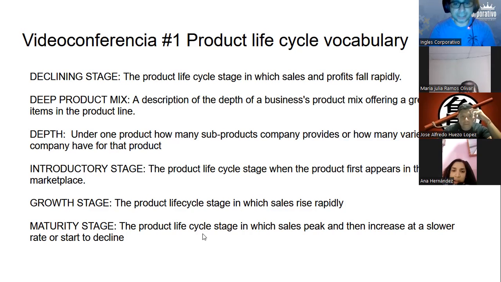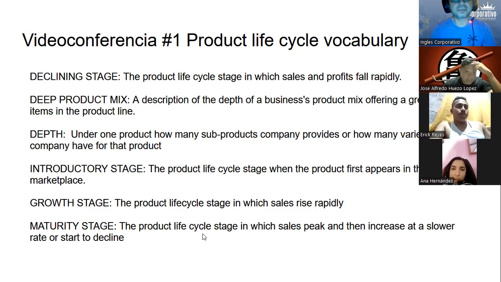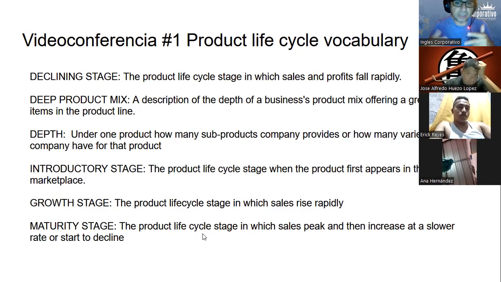The other one says depth. Very good. Who wants to read depth? I want to try. Go ahead, please. Okay. Depth. Under one product, how many sub-products company provides, or how many varieties company have for that product? Okay, that is that. So it's like you have one product, but in different sizes, different colors, different flavors. So it's kind of a variety of the same product, and you have many varieties of that one. So that is that. Okay.